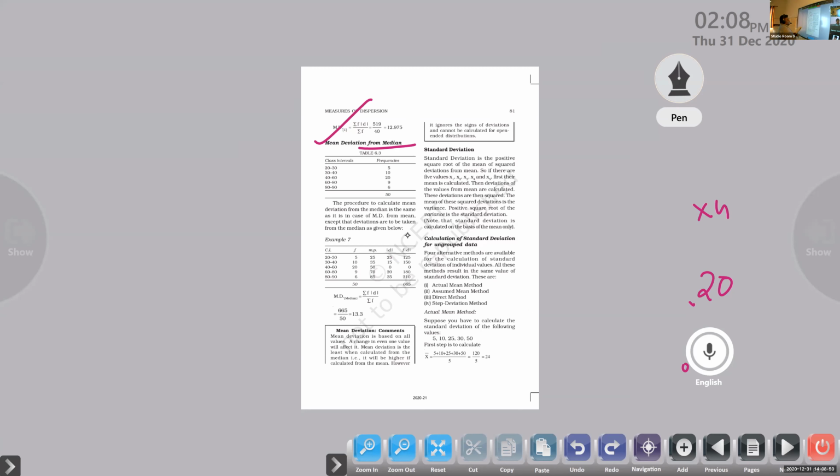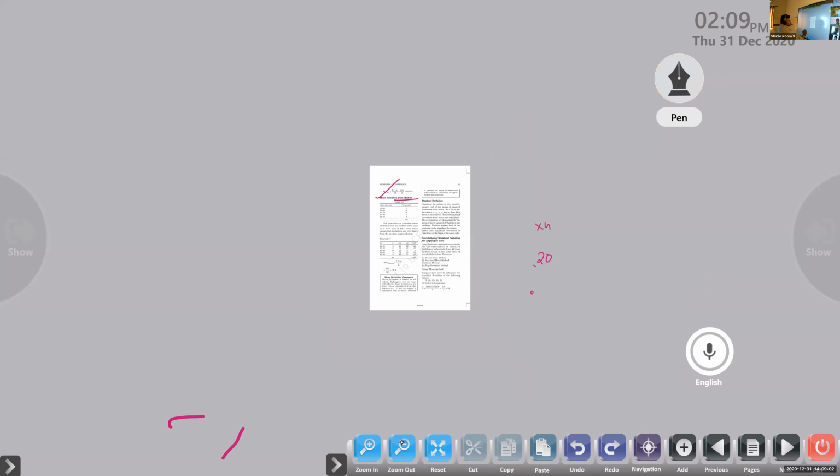So you go for cumulative frequency. First of all, we want to find the cumulative frequency for this data. First, rewrite the class interval, next the frequency, next the cumulative frequency, CF. So the class intervals are there. What are they?